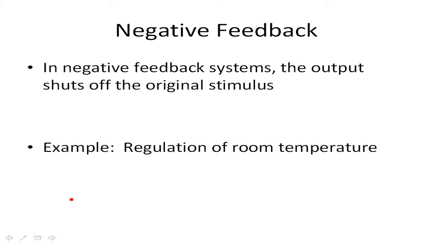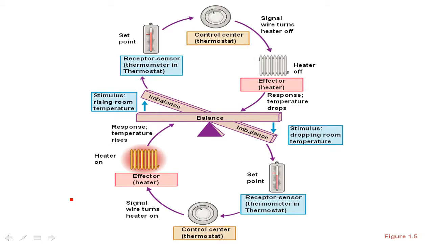So an example of this is regulation of room temperature. You're familiar with this already. You could probably tell me all the parts and pieces that go into maintaining room temperature, but let's relate that to the terms that we've already talked about. The temperature that you set your thermostat is your homeostatic range. So we'll call that balance homeostasis. All right, so a change occurs. Let's say your room has gotten cold. So your stimulus is your dropping of the room temperature.